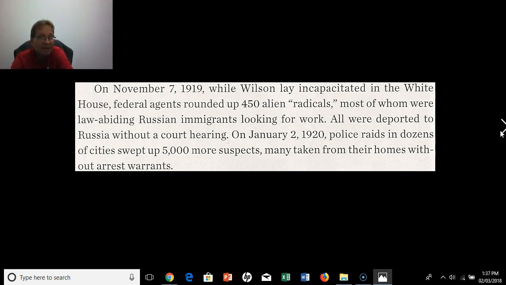On November 7, 1919, with Wilson incapacitated in the White House, federal agents rounded up 450 alien radicals, most of whom were law-abiding Russian immigrants looking for work. All were deported to Russia without a court hearing. On January 2, 1920, police raids in dozens of cities swept up 5,000 more suspects like Emma Goldman, famous New York radical, and many were taken from their homes without arrest warrants.